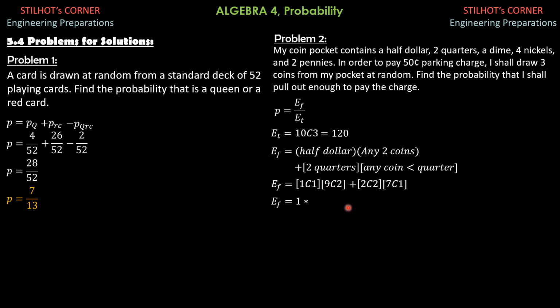So this is equal to 1 times 36 plus 1 times 7. And there will be 43 favorable outcomes that the value of the 3 coins pulled out would be enough to pay the charge. So therefore, the probability is equal to 43 over 120.